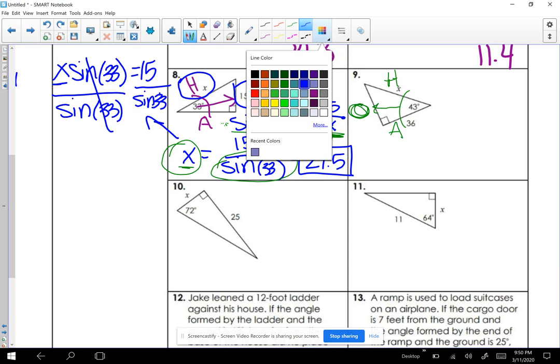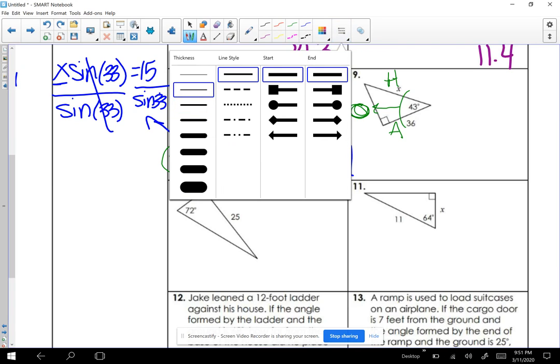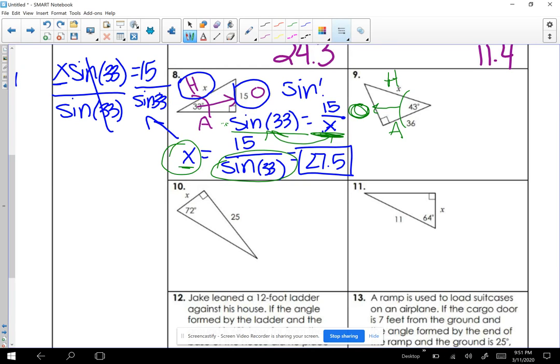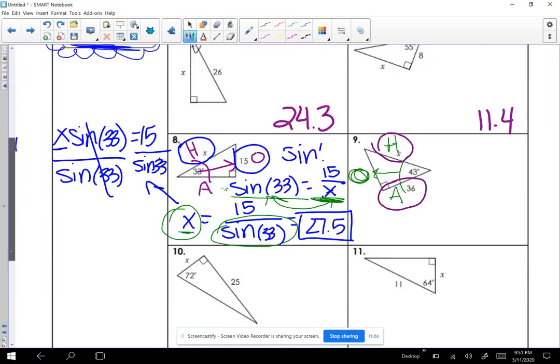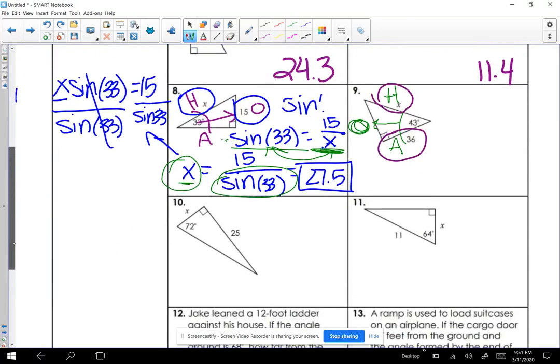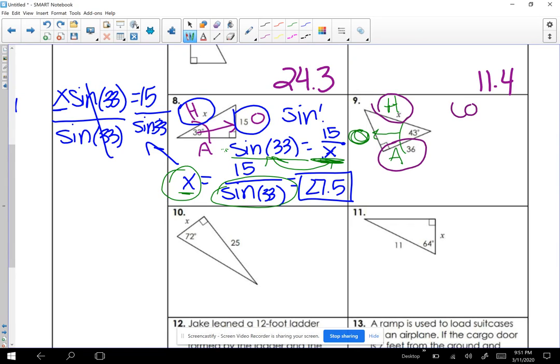So let's get some new colors in here. Let's do this purple actually. I need to circle what I'm given or what's relevant. So the adjacent's definitely relevant. That's 36. It's a number. I can work with it. And then this hypotenuse, it's the variable. That's what I need to solve for. So that's still relevant. I need that. Now I have A and H. Thinking about my acronym above, A and H goes with cosine. So that would mean that I am using cosine here.